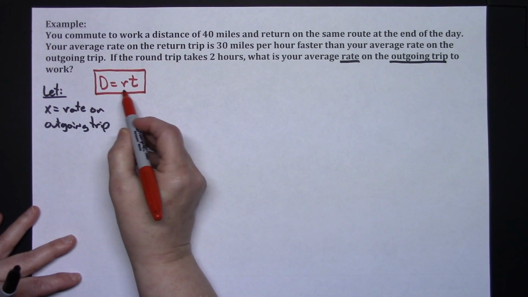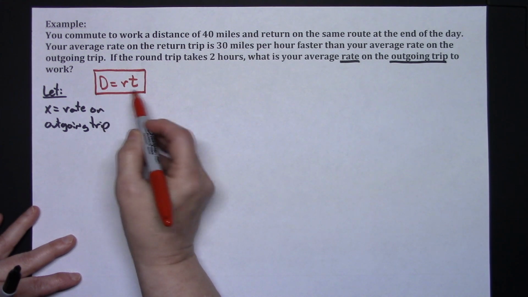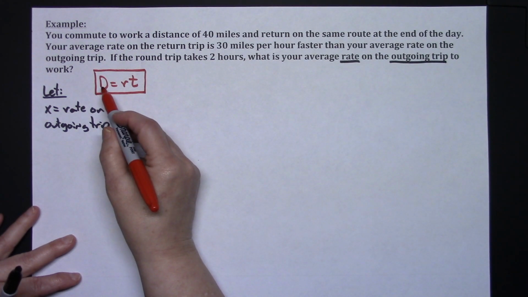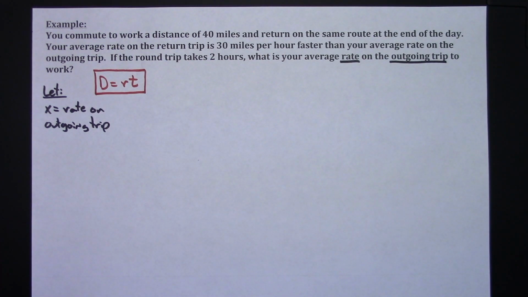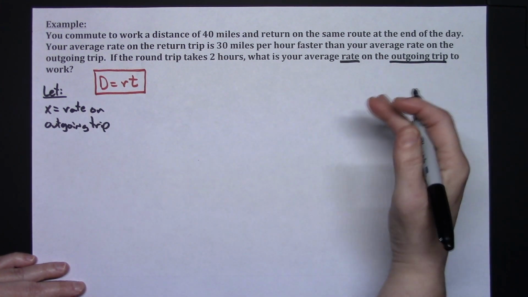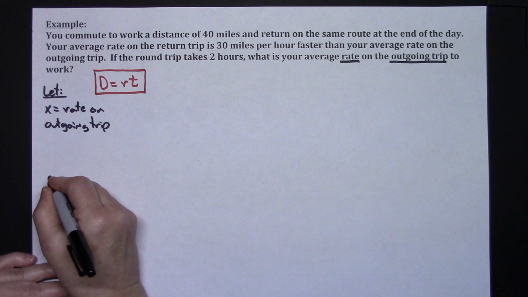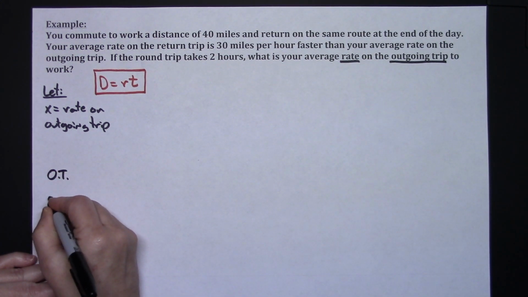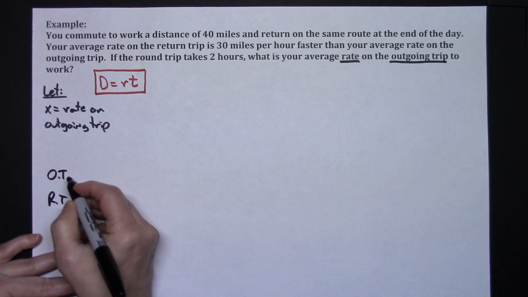Keep in mind that I can solve this equation for any variable. So if I wanted to solve for t, I would divide both sides by r, so I would have d divided by r for my t. In my box here, I've got an outgoing trip and a return trip. Let's do OT for outgoing trip and RT for the return trip.